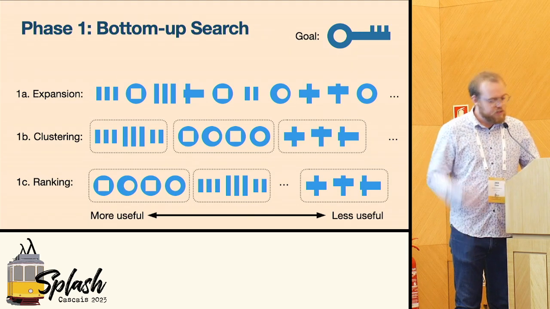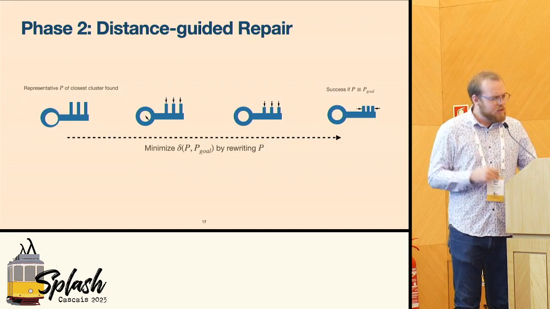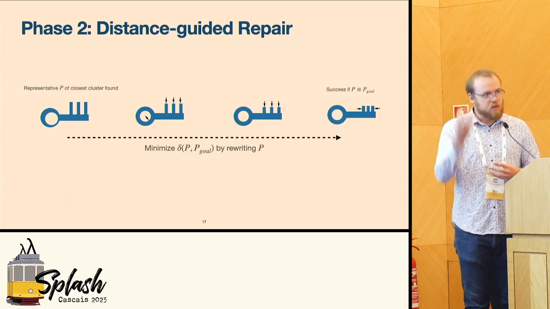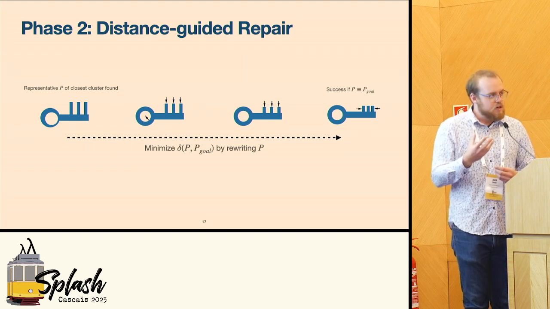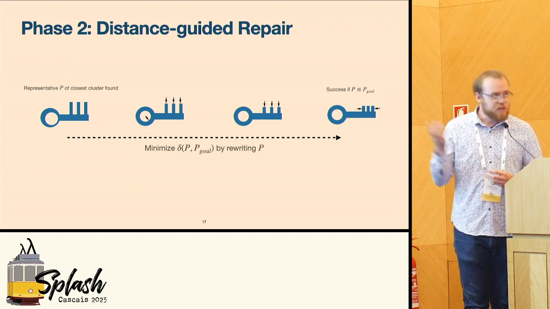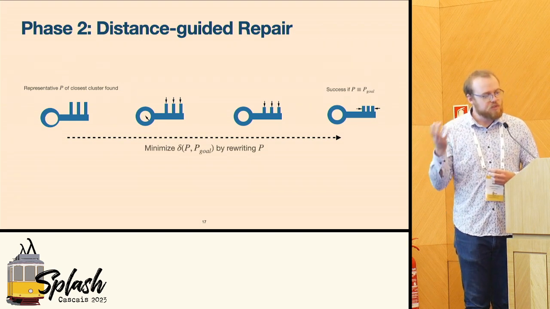In our implementation, we build this space up to a bound, and then we begin extracting programs from that space, picking programs that are accepted by states in our finite tree automaton that are closest to our goal. We extract programs, and we incrementally repair those programs by applying rewrite rules guided by our distance function and the goal behavior.